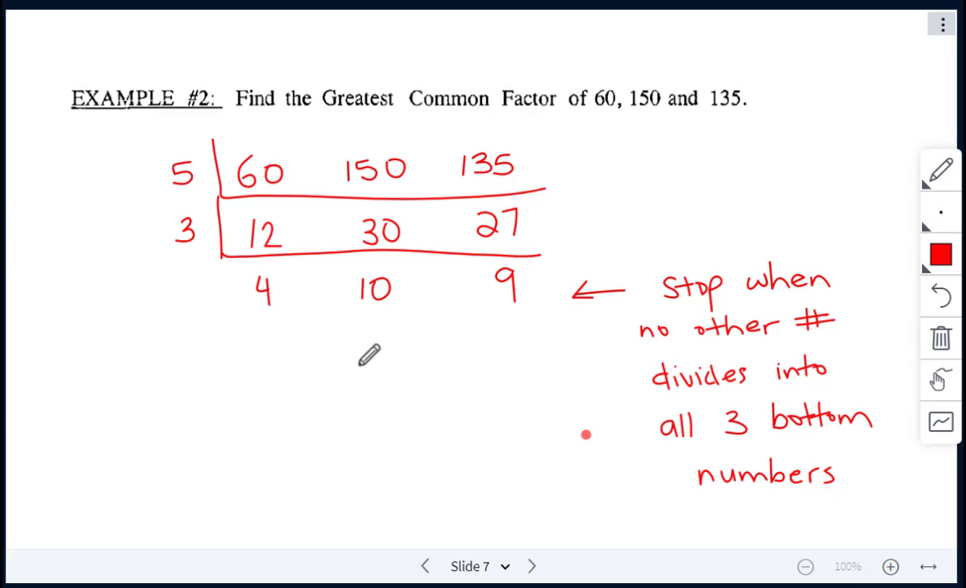So we're just going to look on our left-hand side here. We have 5 and 3. So therefore, the greatest common factor is 5 times 3, which is equal to 15. So the greatest common factor of 60, 150, and 135 is 15.